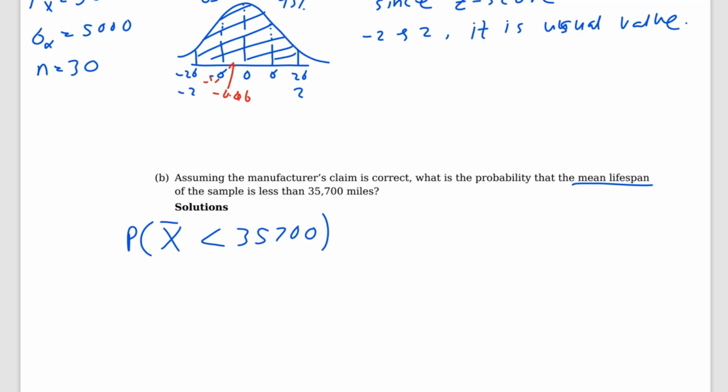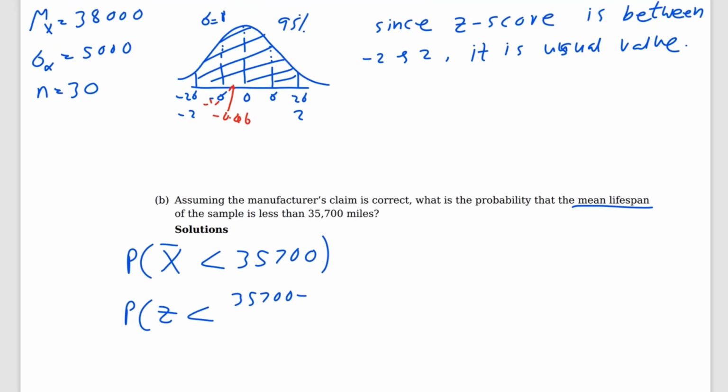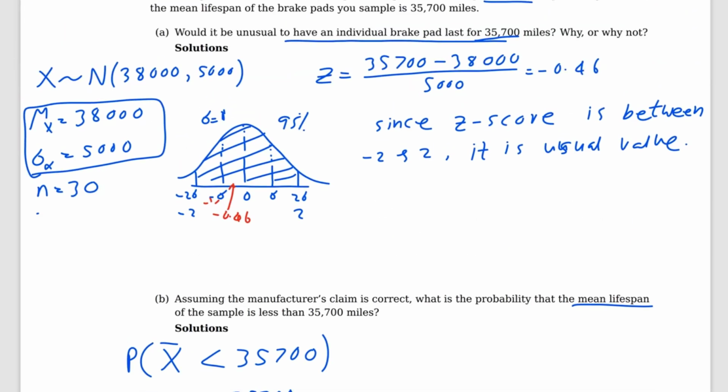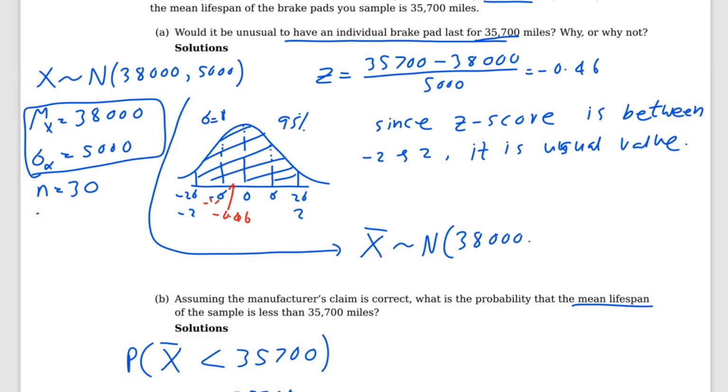So how do we do this? First we need to find the z value. Probability z less than 35,700 minus, how do we do this? Now we know mu x. Here we use mu x and sigma x, and also we know it is normal. So from this you can say x bar is also normal, and mu is 38,000, but sigma is what?